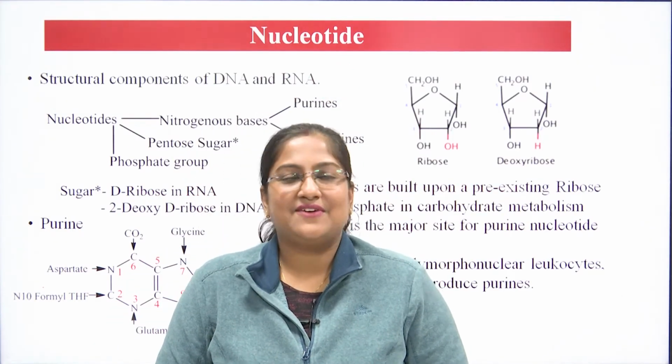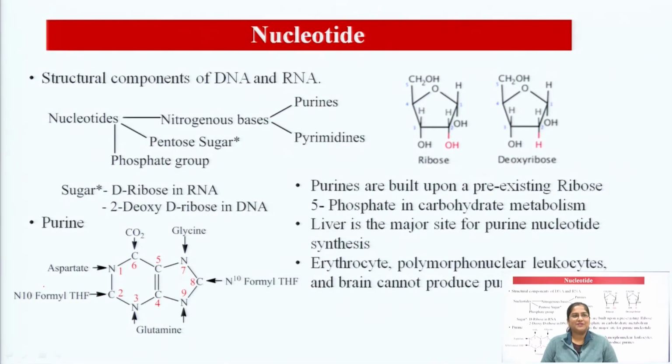Let us quickly revise that a nucleotide is made up of three things: nitrogenous bases, pentose sugar and a phosphate group. Nitrogenous bases are purines and pyrimidines. In purines there are adenine and guanine, whereas in pyrimidines there are cytosine, thymine and uracil. Thymine is found in DNA, whereas uracil is found in RNA.